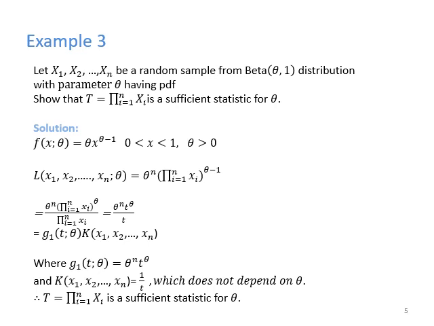It can be shown that the likelihood function will be as given in the slide, and this can be written as theta power n t power theta over t. So we can say that in this example, g1(t, theta) will be equal to theta power n t power theta, which is a function in t and theta, whereas k is equal to 1 over t, which does not depend on theta. Hence we can say that t equal the product of xi is a sufficient statistic for theta.